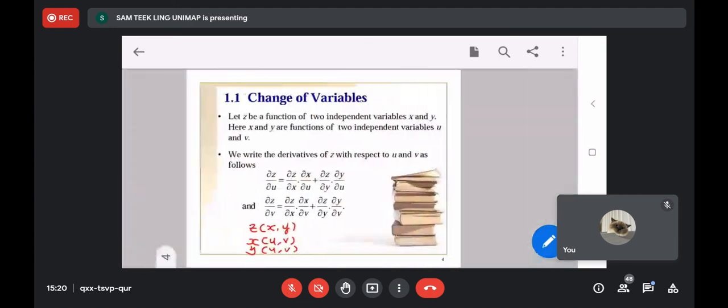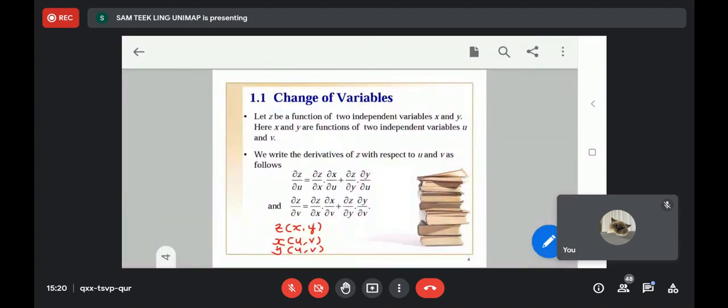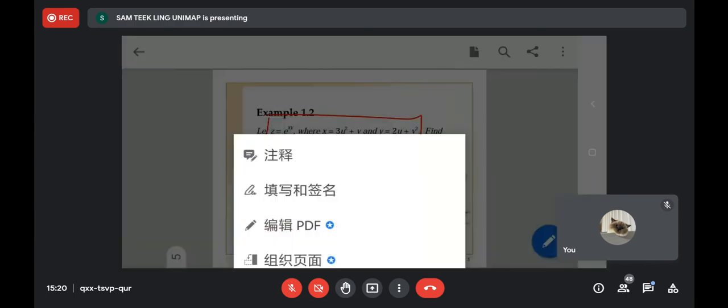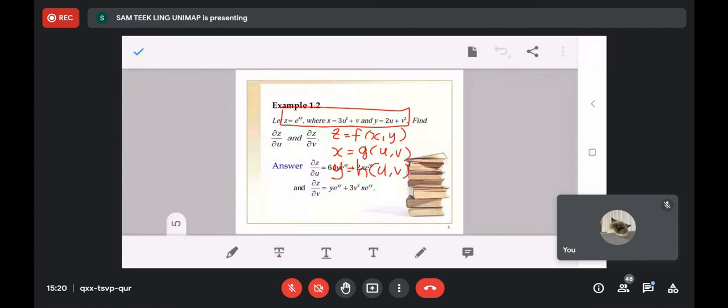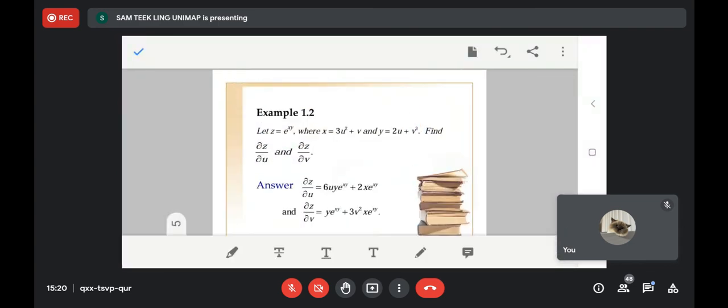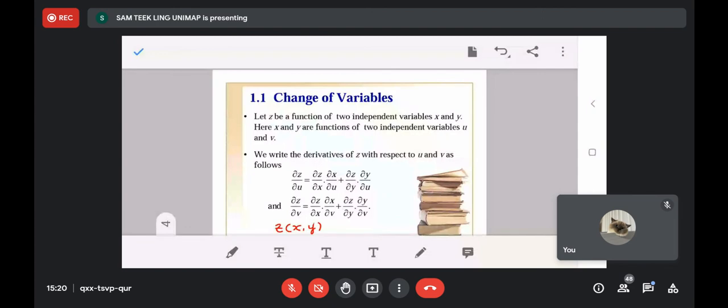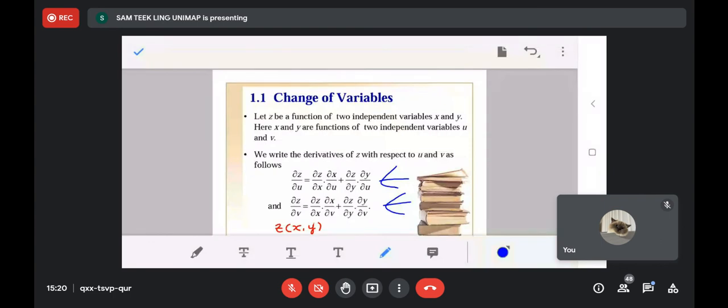Okay, for example, if you are given a change of variable question, then find del Z del U, does it tell you, does it tell del Z del V? So for this kind of question, first write out these two formulas. Formula, write out first. Please make sure you write out the formula.